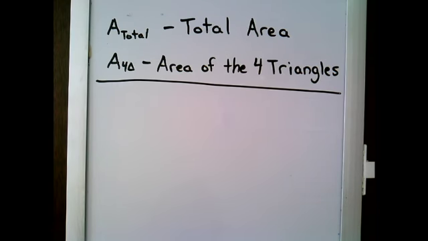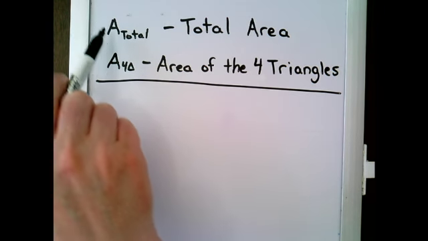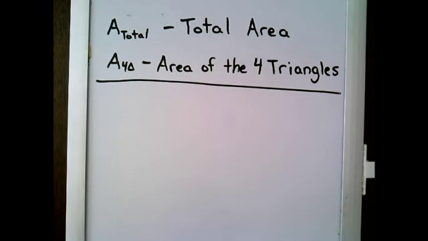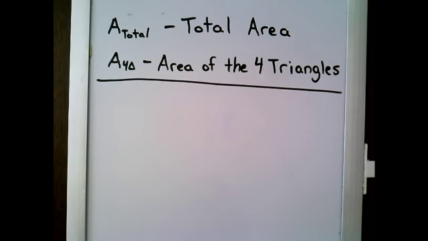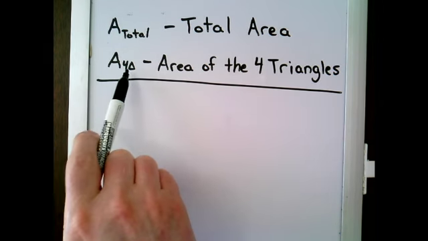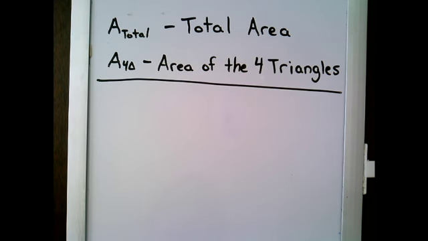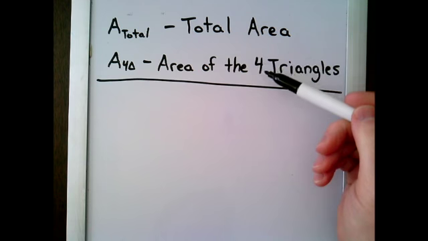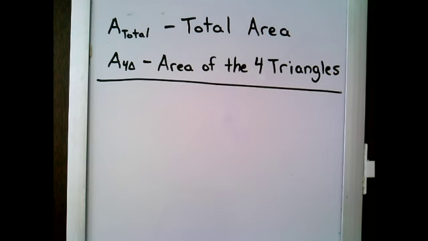Now I'm going to wrap this video up with a little bit of algebra. To do that, I need to define a couple of terms. First of all, my A total is going to be the total area of all the shapes combined. So in the example I was showing, that's the large orange square that I was using. Also, A four triangles is the area of the four triangles. In my case, they were the blue triangles. And with both of these, the total area and the area of the four triangles, they don't change between the two examples that we looked at.